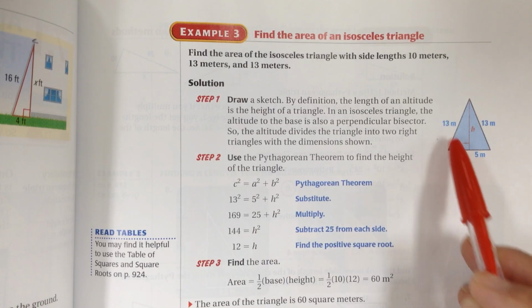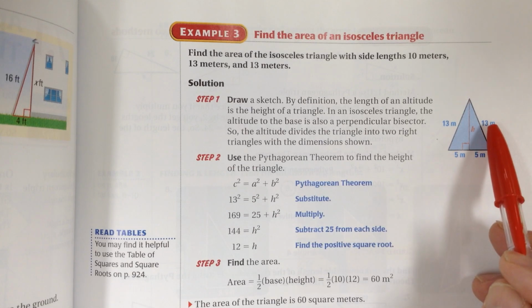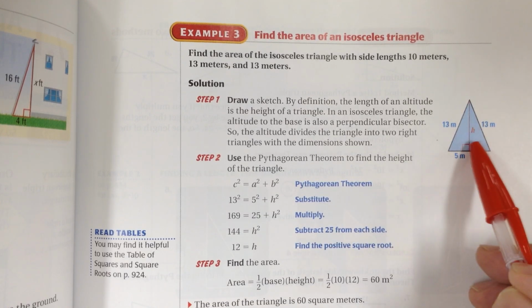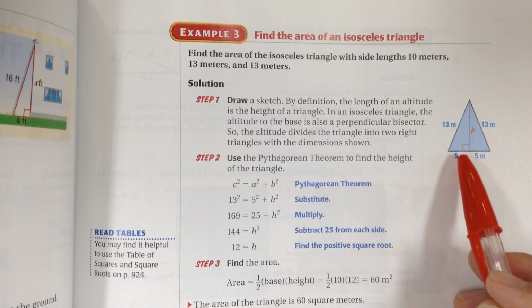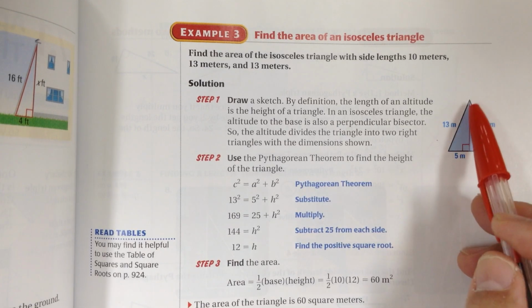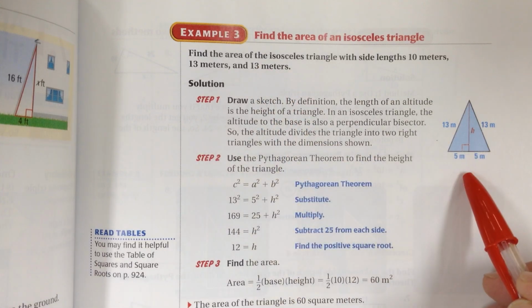Again, you've got 10, 13, 13. The one that's different, make that the base, and make the 2 that are the same length the sides. That way when you cut it, it gives you 2 nice congruent triangles. The 10, when you cut it in half, gives you 5 and 5. Now to find the area, you find the height first.